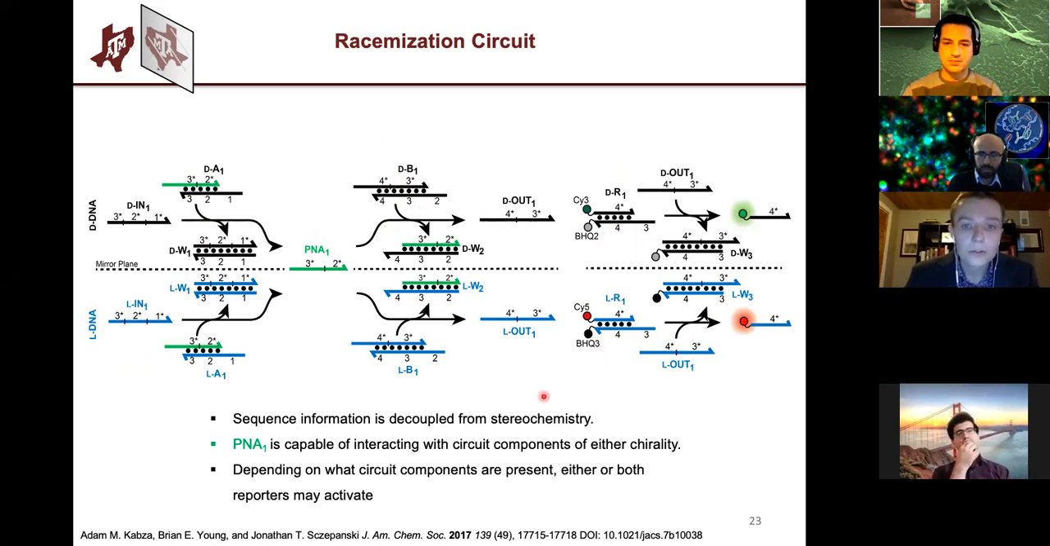And also, what I thought was probably the coolest experiment we did, if you have all components present except for, say, the L input, if you put 2 equivalents of D input, and 2 equivalents of this DA1, which would then release 2 equivalents of the PNA, you will get full activation of both the D and the L reporters. And I'll show you what that looks like in just a moment.